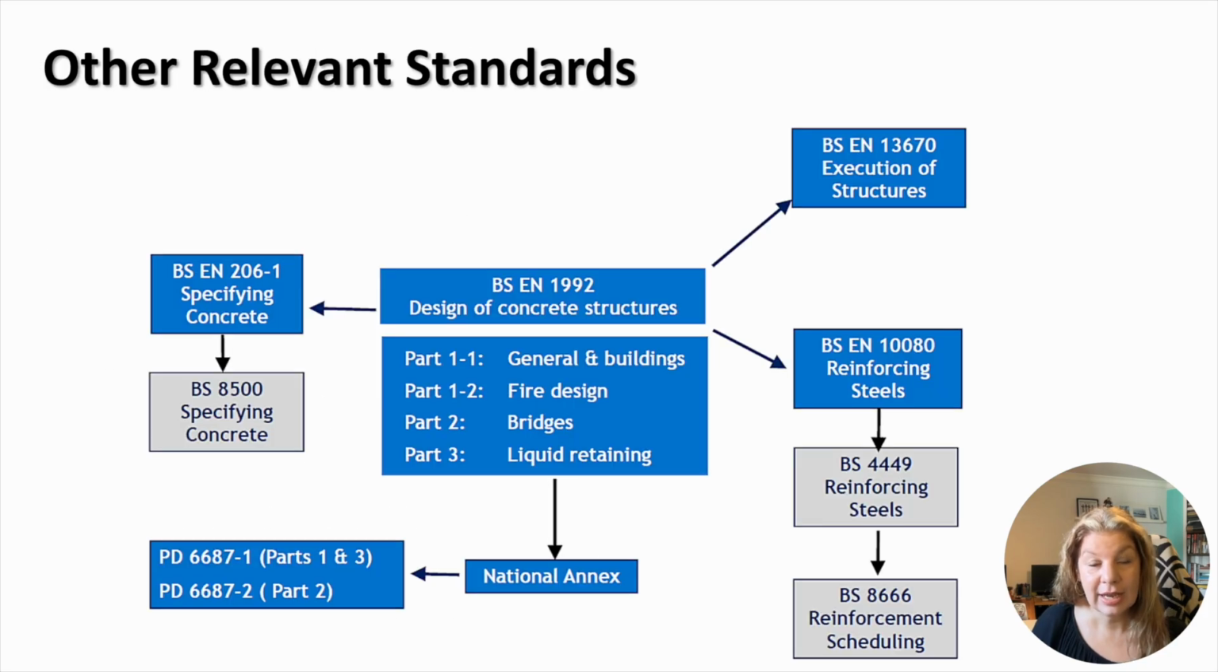When there is a need for guidance on a subject that is not covered by the Eurocodes, a country can choose to publish documents that contain non-contradictory, complementary information that supports the Eurocodes. In the UK, Eurocode 2 is supported by several documents that are non-contradictory and complementary. For example, PD 6687 provides additional information on the design of buildings and bridges, and BS EN 206-1 contains information on concrete, and BS EN 10080 on the reinforcing steel.